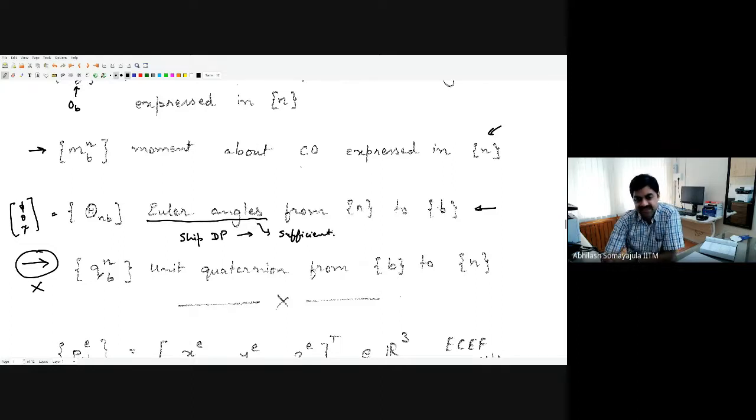The Euler angles are insufficient in some cases, and we'll talk about where they are insufficient, but those cases really don't occur when we are looking at ship dynamic positioning problems. So we'll not bother ourselves much with that aspect.